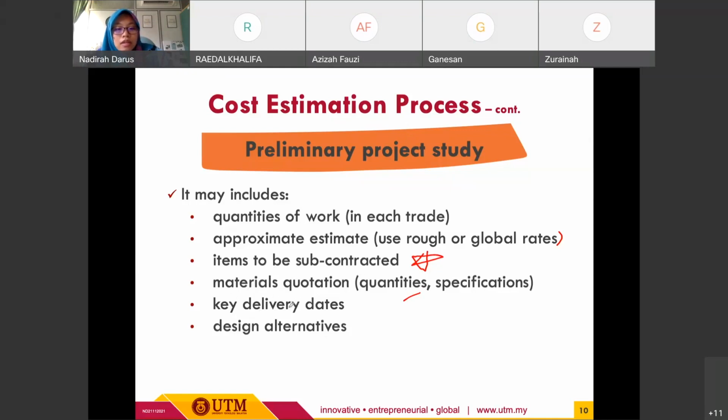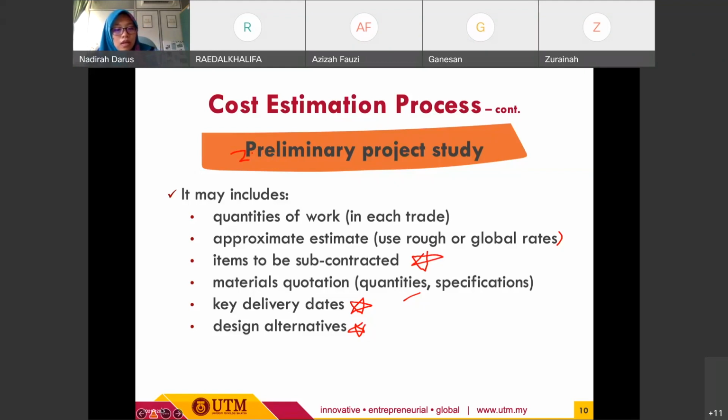And then key delivery dates, in terms of the deadlines, the submission deadline, and also the expected or planned project completion. And based on this study, we can also have the design alternative: the estimator and the team will come out with an alternative to offer the client in delivering the project. Okay. All right. So this is, I think, the second process.